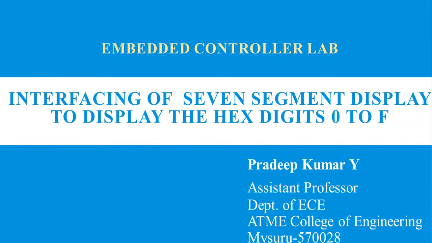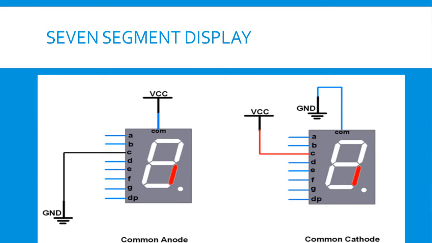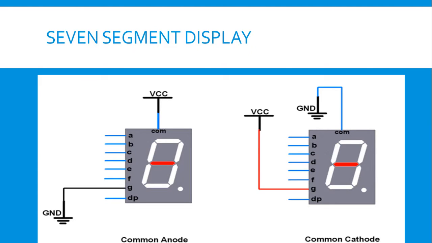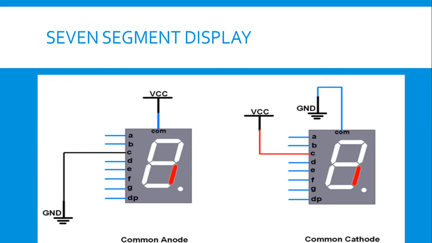Hello, in this video I'll try to explain interfacing of 7 segment display to LPC1768 microcontroller to display the hexadecimal digits 0 to F. 7 segment display is an array of LEDs arranged in rectangular fashion which is used to display decimal number and hexadecimal number. The 7 segment display is available in two forms.